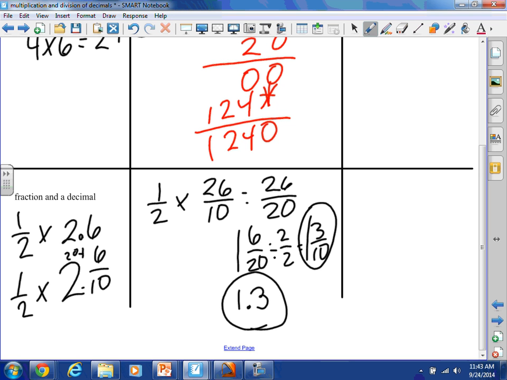1 times 26 is 26. 2 times 10 is 20. So then how did you get 1 and 6/20ths? I don't see a 6 on there. I divided. One time there's 20, that's 6 left over, so there's 6, and the denominator stays the same, 1 and 6/20ths. I just converted to a mixed number in my brain.